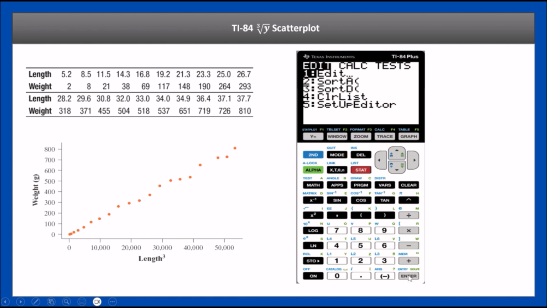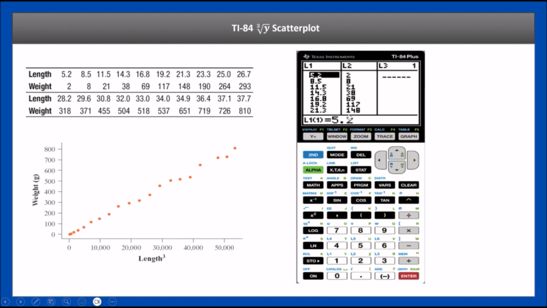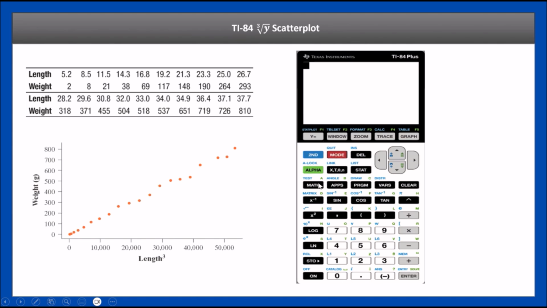So let's go to stat, edit, make sure you have your L1 and L2. We're going to put cube root of y under L3. So let's quit. I'm going to go to math. Then I'm going to go to number 4 for cube root. All right, now I want to cube root the y value. So I'm going to go to second stat. I'm going to go to L2 because that's my y values. So I'm going to do the cube root of the y values, store that into list 3. All right, now list 3 is going to have my cube rooted y values.